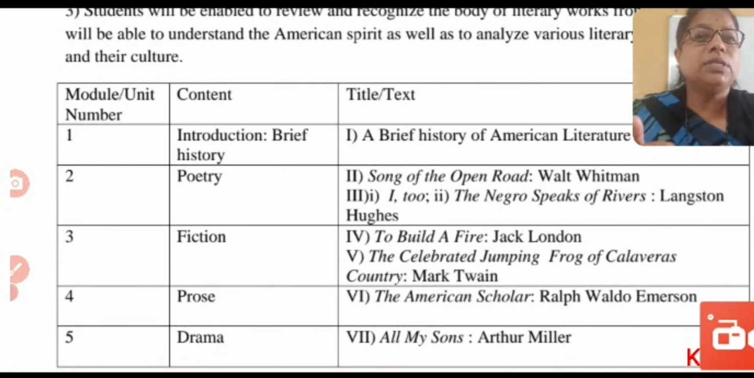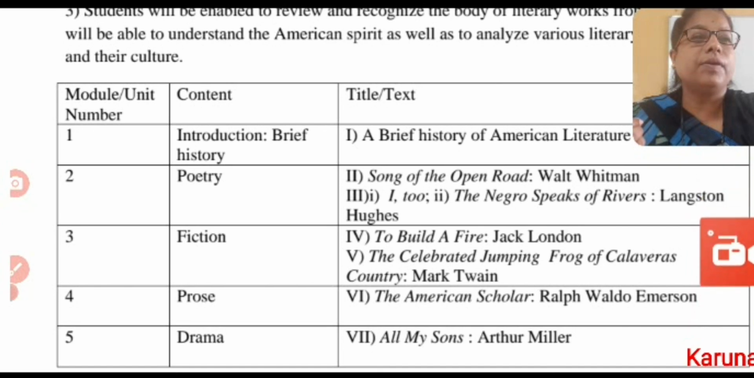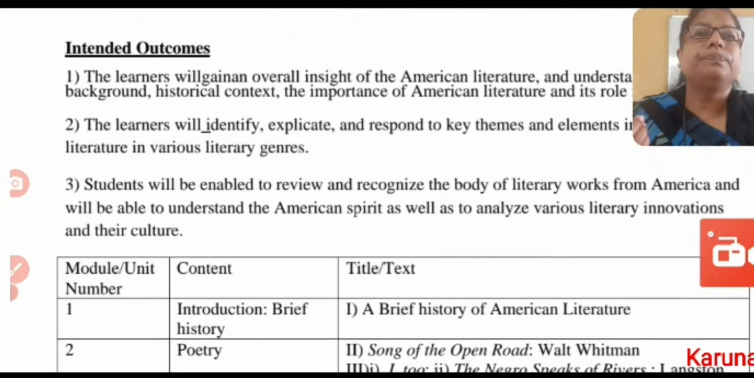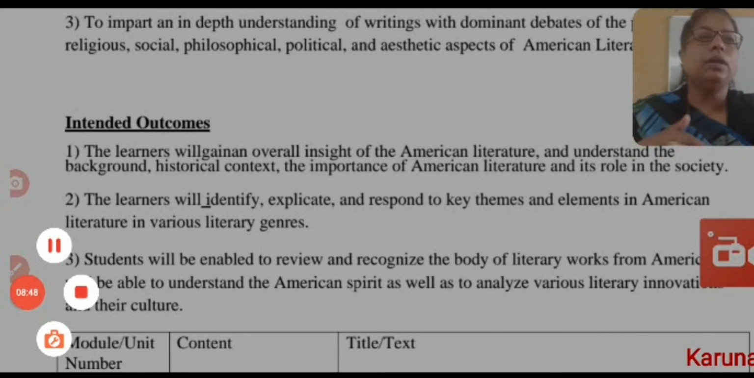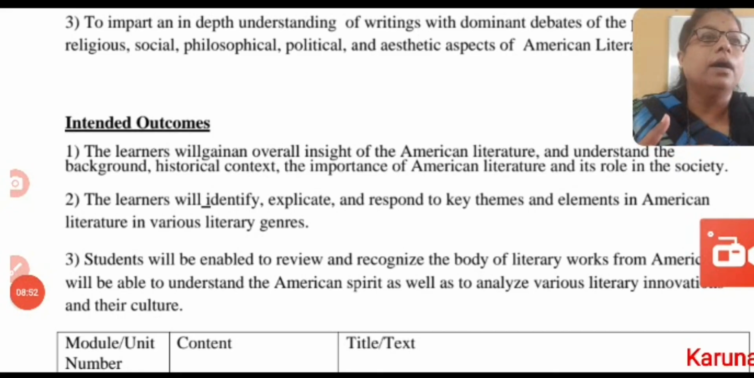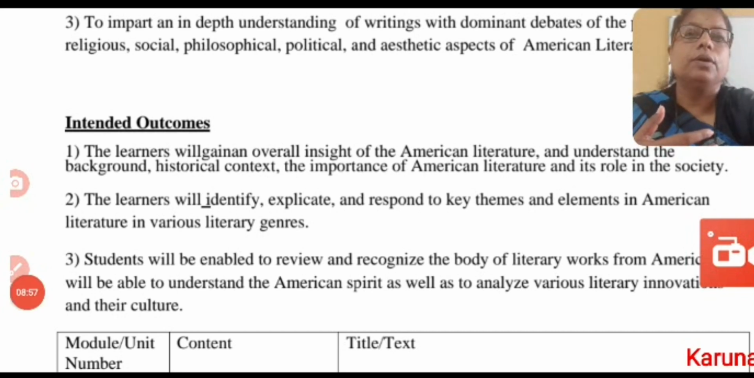Then the prose section is also there as far as the 4th module is concerned, and there we are going to study an essay by the great American transcendentalist Ralph Waldo Emerson, and the title of his essay is The American Scholar. And the last module is drama, and here we will study a great dramatist and his drama All My Sons. The dramatist we are going to study is Arthur Miller, the great American dramatist. So here is a paper on American literature, right? Tomorrow onwards we will discuss in brief the writers that are prescribed for our syllabus.